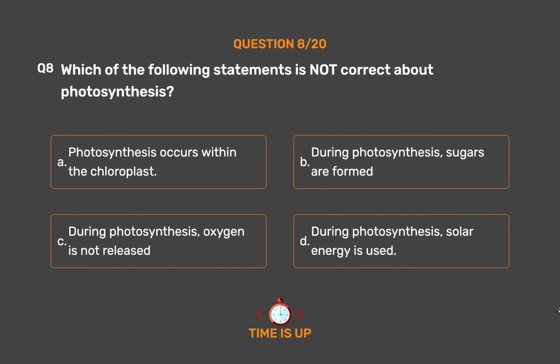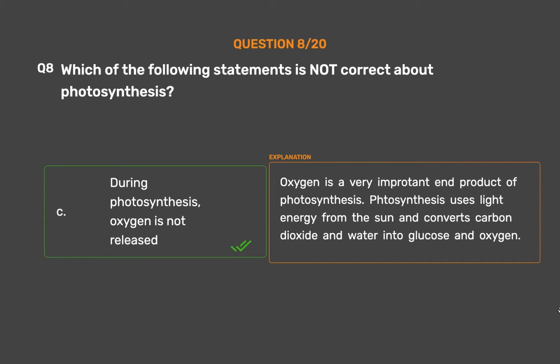The correct answer is option C. During photosynthesis, oxygen is not released. Oxygen is a very important end product of photosynthesis. Photosynthesis uses light energy from the sun and converts carbon dioxide and water into glucose and oxygen.